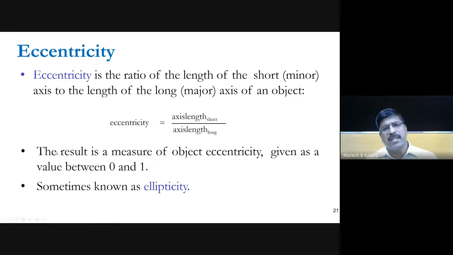Then eccentricity is the last feature which we will study today. Eccentricity is the ratio of the length of the short or minor axis to the length of the long or major axis of an object. So eccentricity is given by axis length short divided by axis length long. The result of the measure of object eccentricity is between 0 and 1. Sometimes it is also called ellipticity.